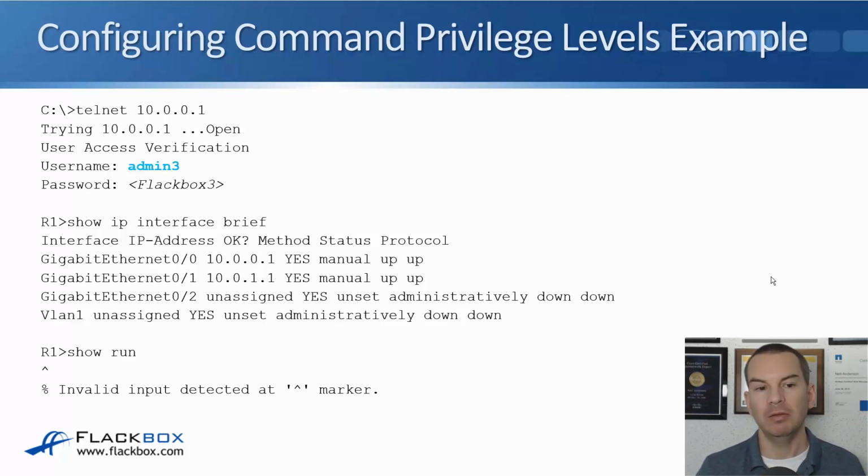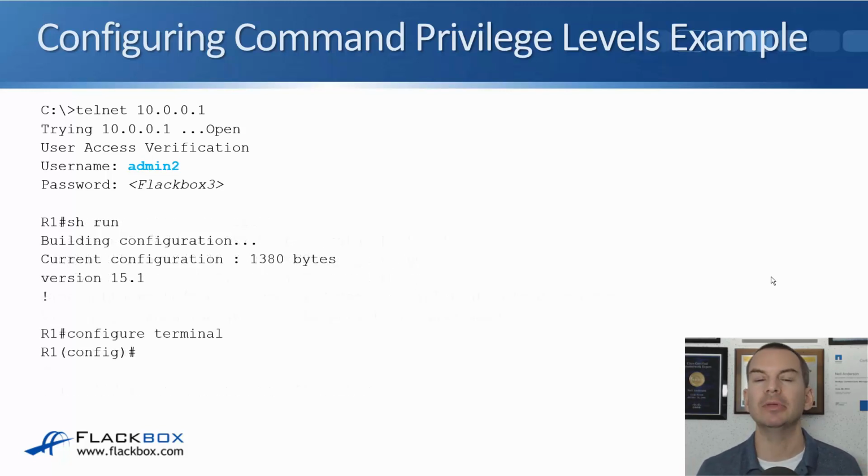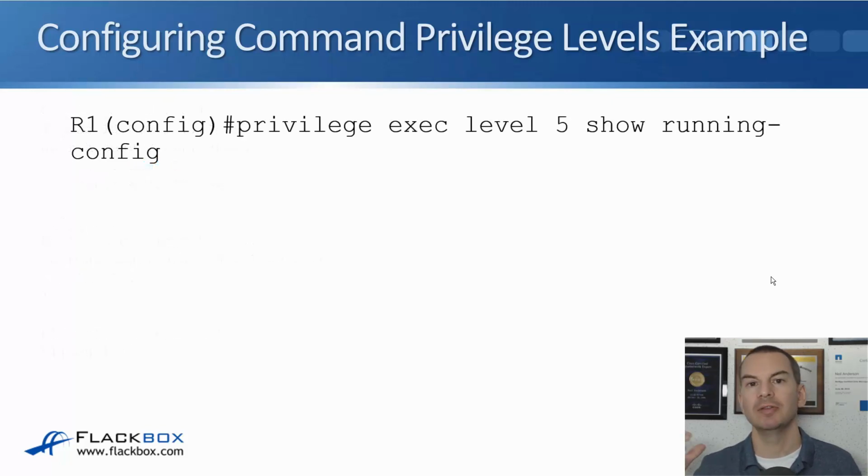So admin3, they can do a show IP interface brief. That's a level 1 command. They're level 5, so that will work just fine. But if they try to do a show run, that's level 15, they're only at level 5, they're going to get the error message. If admin2 logs in, we've set privilege level 15 for them, so as soon as they log in, they get the enable prompt, they're running at level 15, and they can run all commands, including show run.